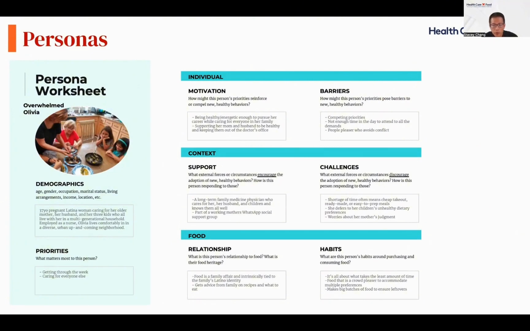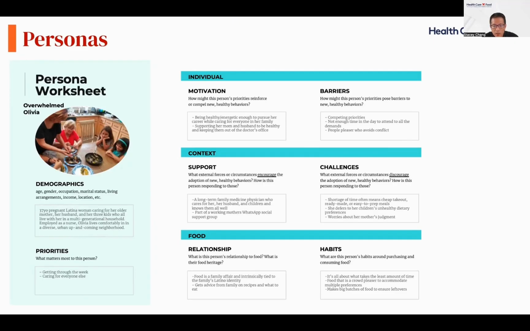One of the really difficult things for her is that she's a people pleaser and often avoids conflict, which makes her more prone to making choices that are not as healthy as they might be for her and her family. She has the benefit of support from a family physician that knows her and her husband and her children very, very well. And she is well connected socially, in particular using technology. She belongs to a WhatsApp social support group.